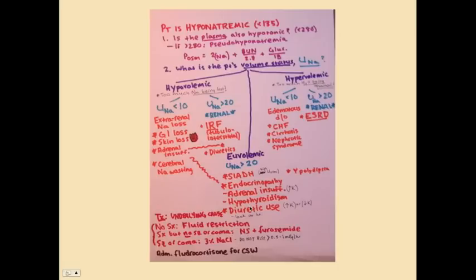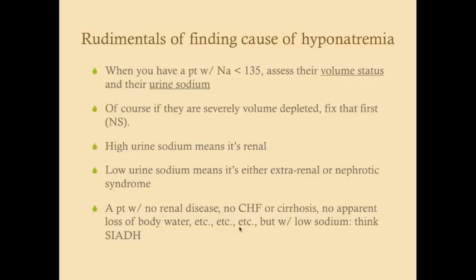So, kind of a recap, the rudimentals of finding the cause of hyponatremia. When you have a patient with a sodium less than 135, apart from making sure that it's not pseudo-hyponatremia, that their plasma osmolality is below 280, you want to assess their volume status and their urine sodium. If their urine sodium is high, it's a renal cause. If their urine sodium is low, it's an extra-renal cause. Of course, if the patient's volume depleted, you're going to want to bolus them up with normal saline. And then, like I said, high urine sodium is renal. Low urine sodium means it's extra-renal or nephrotic syndrome.